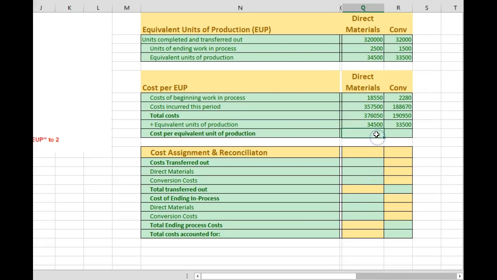So now you're in pretty good shape. You've got the hard part done. Now you're just going to reconcile all of this. So how many units did we transfer out? Well, we transferred out 32,000 times 10.90. And that will come to 348,800. We had conversion costs, 32,000 times this 57. So that comes to 80.